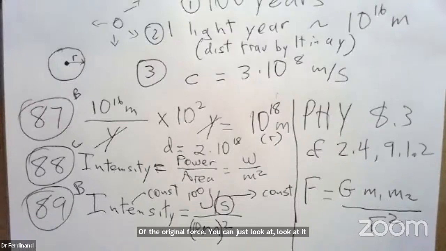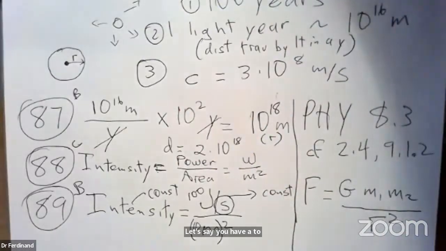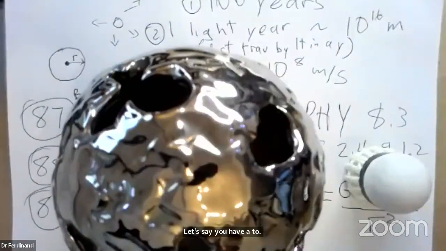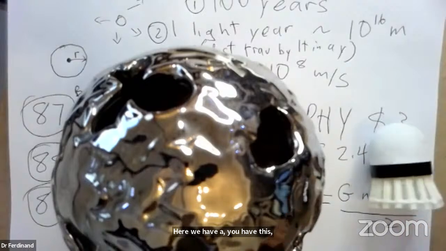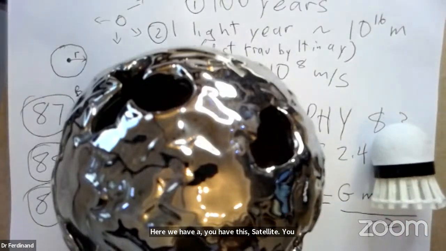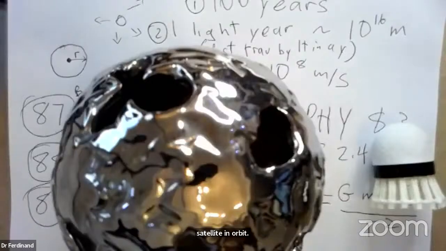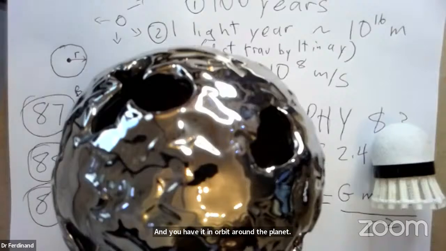However, let's say you have this satellite in orbit around a planet. Yes, that is a cut shuttlecock or badminton bird. And you have it in orbit around the planet. And the planet implodes. And now the planet has half of its original radius. How does that affect the gravitational force? The planet implodes, which is the exact opposite of exploding.